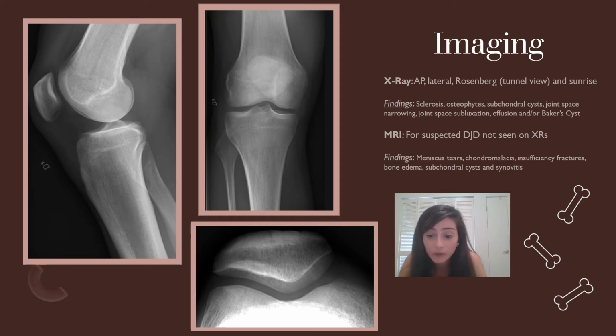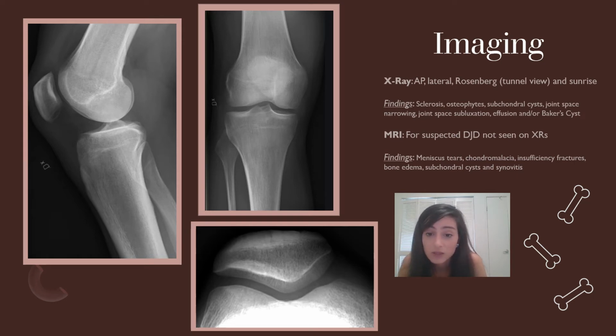The Rosenberg view is a special view that is important to get in patients that you're suspicious for arthritis because it'll show early onset arthritis. It is a posterior anterior, or PA view, of a patient with their knees bent at 45 degrees. And it's a good view at looking posteriorly of the knee and seeing signs of some early arthritis. So all four of these x-ray views are really important.